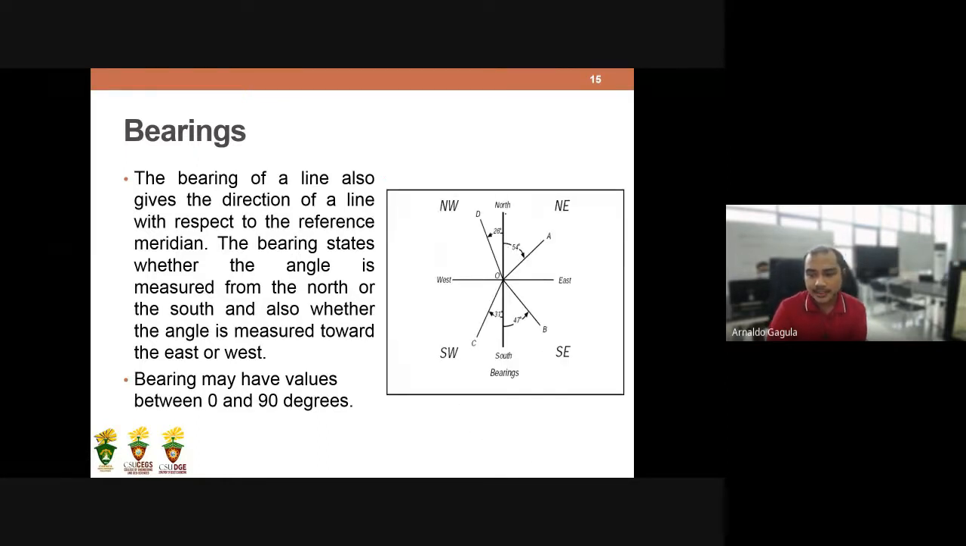So, ingani siya, north, south, and east and west. For example, number 1: from north 54 degrees to the east. Number 2 is 26 degrees from the north meridian padulong sa west. Then kani is south 47 degrees going to the east, and south 31 degrees going to the west.